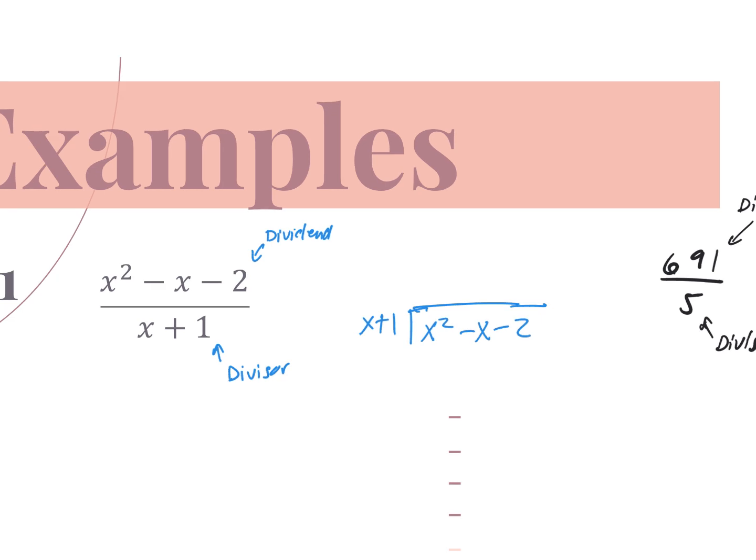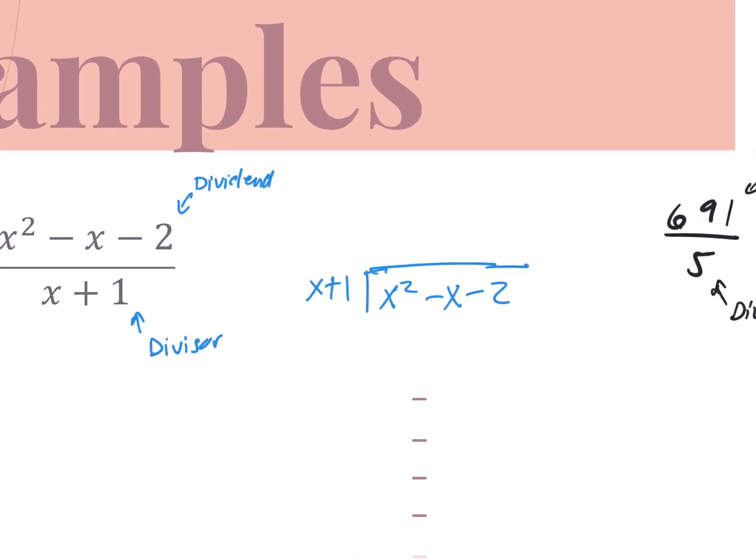And what we're trying to do here is look and see what we need to multiply this x plus 1 by to get an x squared. Right, so you're trying to think to yourself, okay, how many times does x plus 1 go into x squared? That's how you think about it with numbers, but you need to change the way that you think about it.